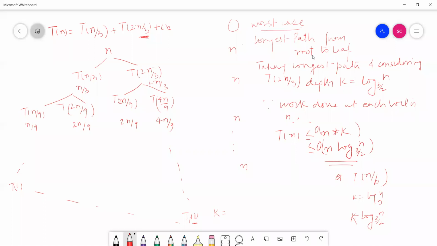Yes. So this was a new type of problem where we get two subproblems of different size. Previously, in whatever examples we have done, we got two subproblems of the same size. Here we are getting two subproblems of different size. So I hope the recursion tree is quite clear now. Yes, sir. Okay, fine.